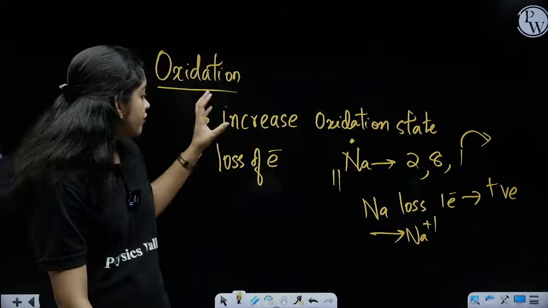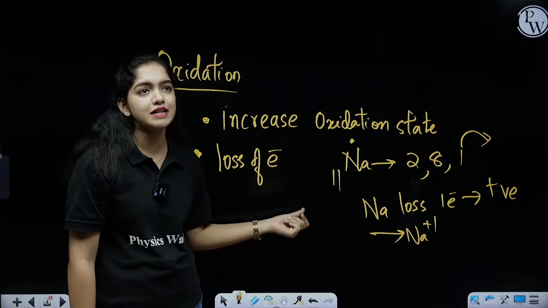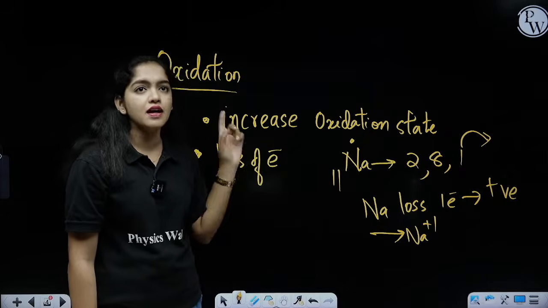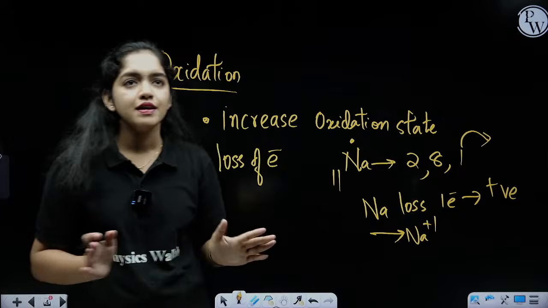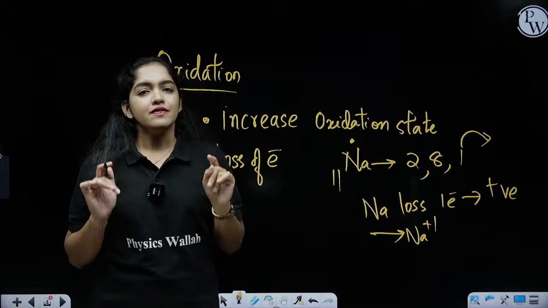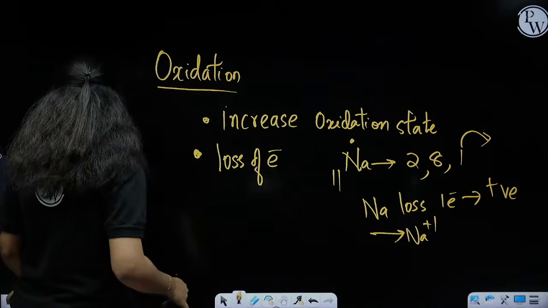Okay, so there are four definitions for oxidation. Increase in the oxidation state, loss of electron, and the other one was what? Addition of oxygen and removal of hydrogen. Got it? Clear? Okay, then we can go to reduction. So oxidation is clear. Now we can go to reduction.